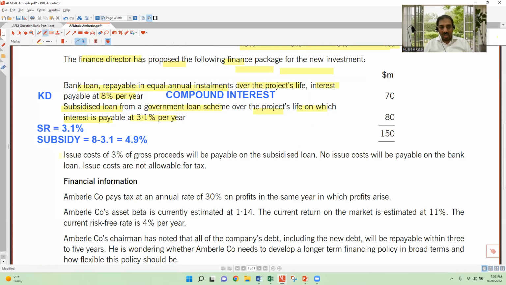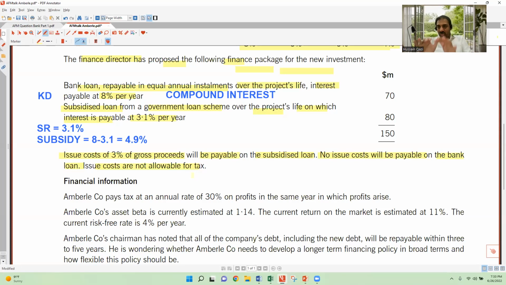Moreover, an issue cost of 3% of gross proceeds will be payable on the subsidized loan. No issue cost will be payable on the bank loan. And issue costs are not tax allowable.